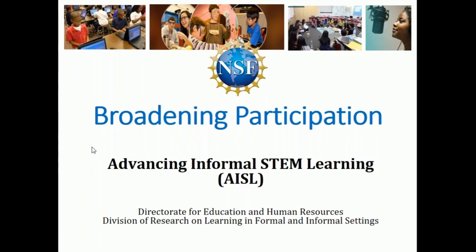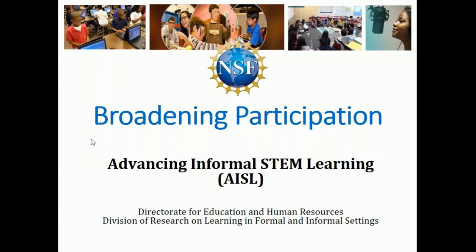Let's see here. Okay, so there's a great question here that says, the solicitation says that projects do not need to address all 6 priority areas. Is there an exception, though, that all proposals address broadening participation? Okay, so it is correct. You are not required to address all 6 of the priority areas as stated in the solicitation.